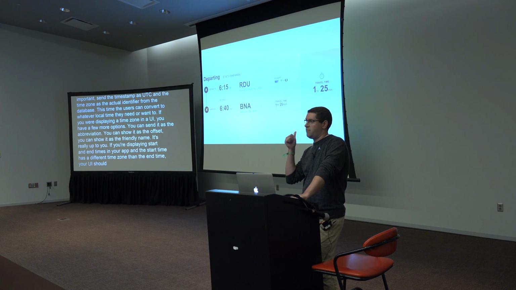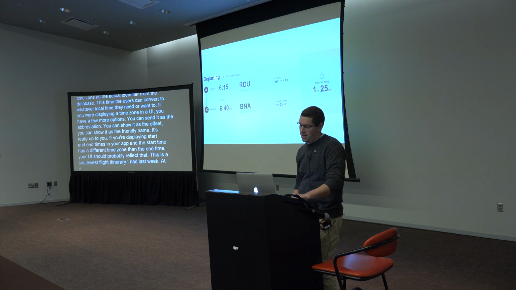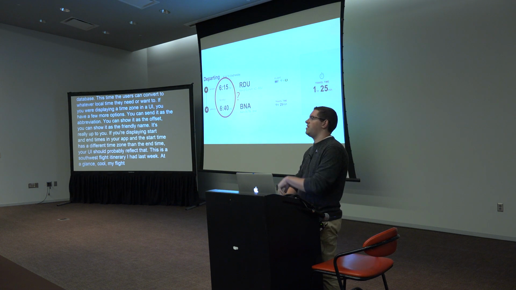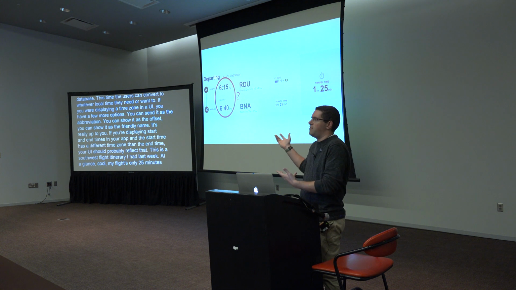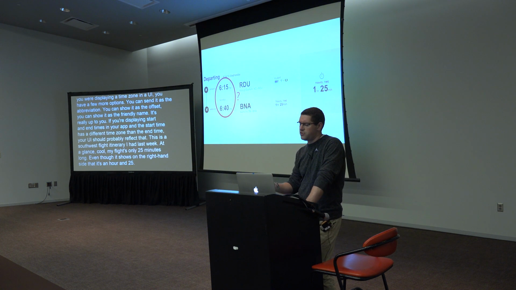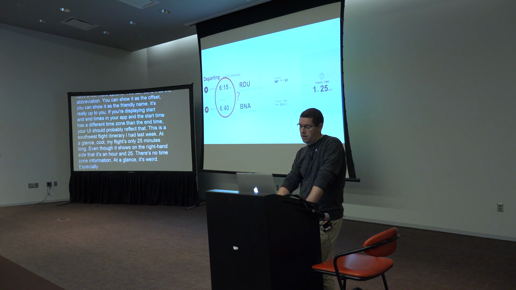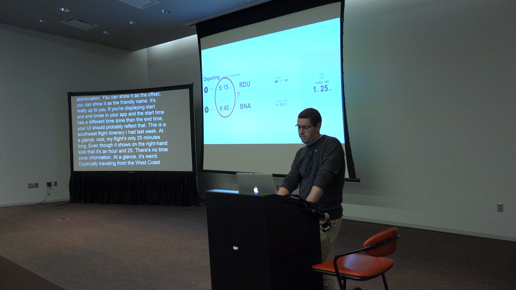This is a Southwest flight itinerary I had last week, and I was surprised. Even in the app and the email, at a glance, I'm like, oh cool, my flight's almost 25 minutes long, even though it shows on the right-hand side that it's an hour and 25 minutes. There's no time zone information here, so at a glance it'd be kind of weird, especially if you're traveling from the West Coast all the way to the East Coast. It'd be a very long-looking flight. You'd be like, oh my God, that's a 10-hour flight from San Francisco to Raleigh.